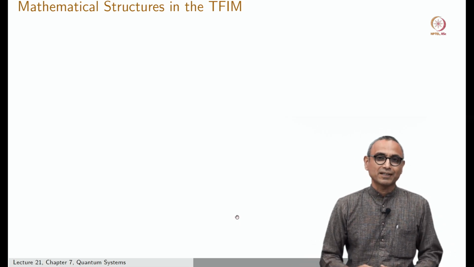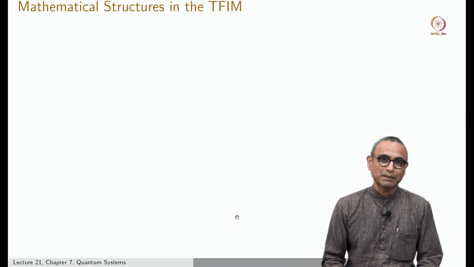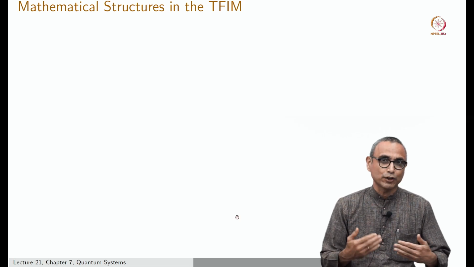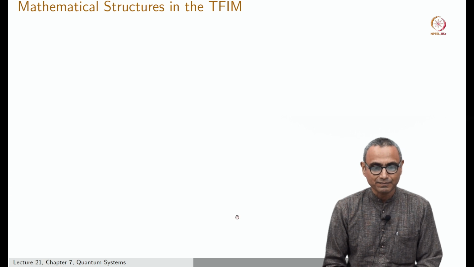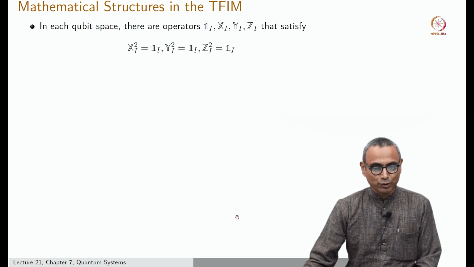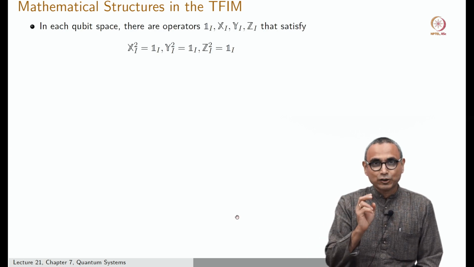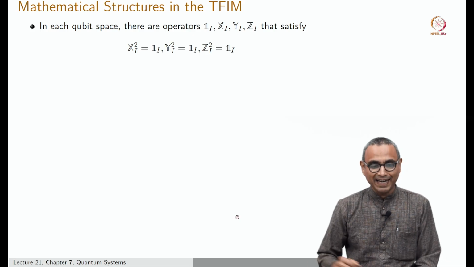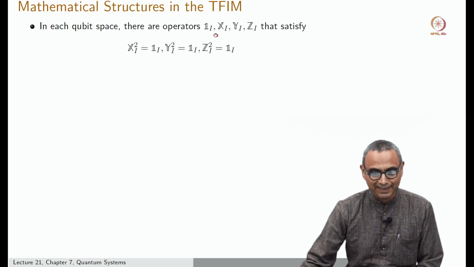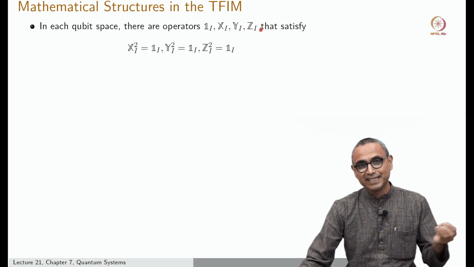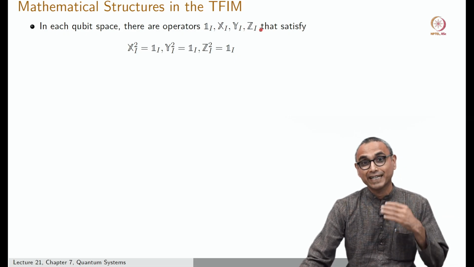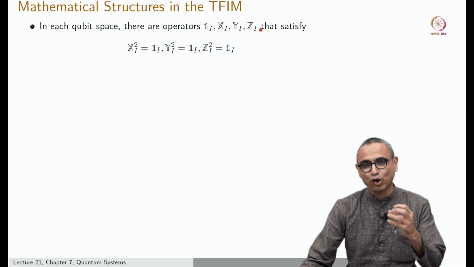So what I want to delve into now is some mathematical structure of the operators that are present in the transverse field Ising model. So what structure do they have? Let's go back to a single qubit, and we'll realize that there are these 4 operators which can be linearly combined by real coefficients to generate any Hermitian operator on that qubit.